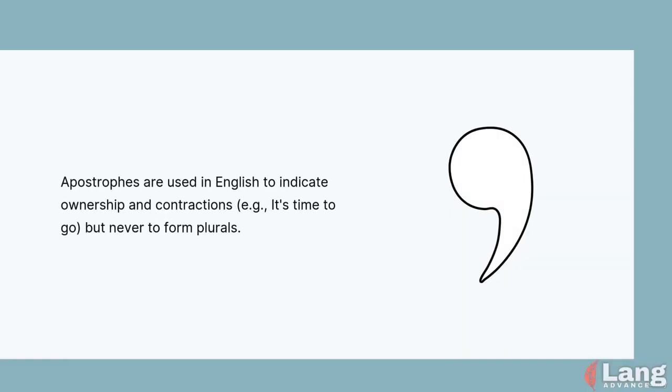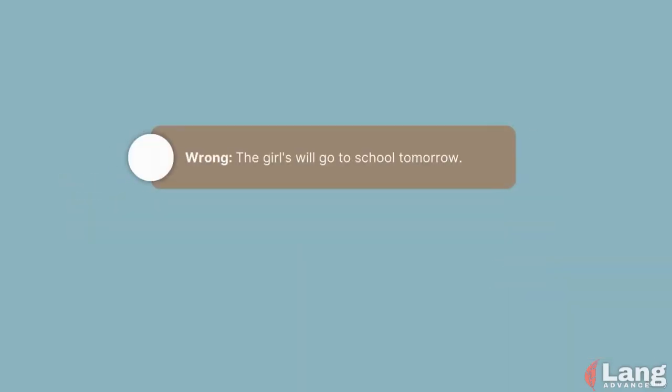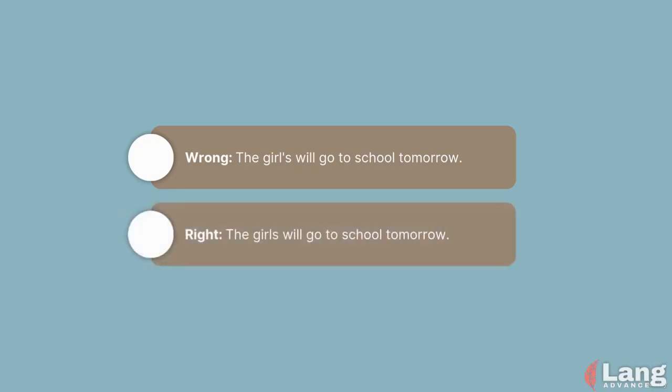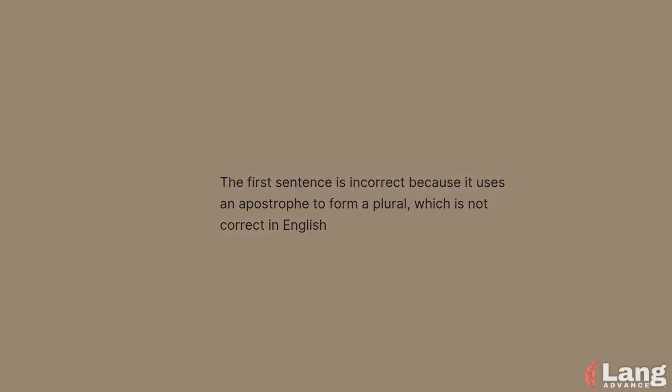Apostrophes are used in English to indicate ownership and contractions, for example, it's time to go, but never to form plurals. Wrong: The girl's will go to school tomorrow. Right: The girls will go to school tomorrow. The first sentence is incorrect because it uses an apostrophe to form a plural, which is not correct in English.